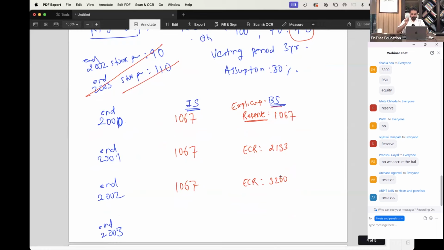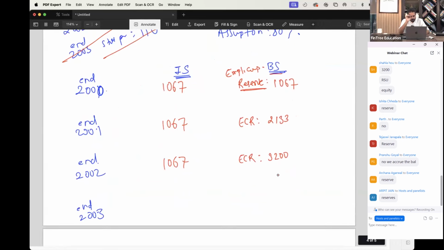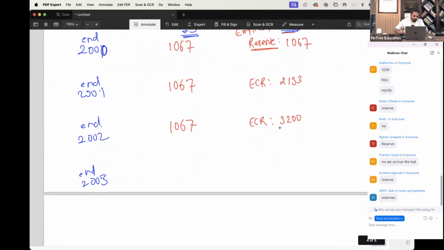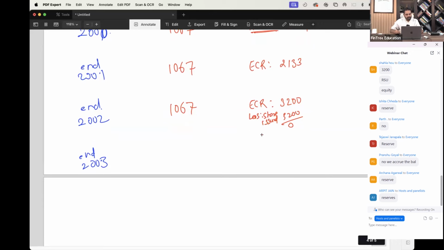Now, let's assume that at the end of third year, the management assumption was correct and there was actually a 80% vesting. So these shares are now subscribed. These shares are given to the employee. What would be the effect of that? Will we again pass a P&L entry? No. Then we will say less shares issued, 3,200. So this employee comp reserve will become 0. What will be the second effect? It will go into paid in capital.